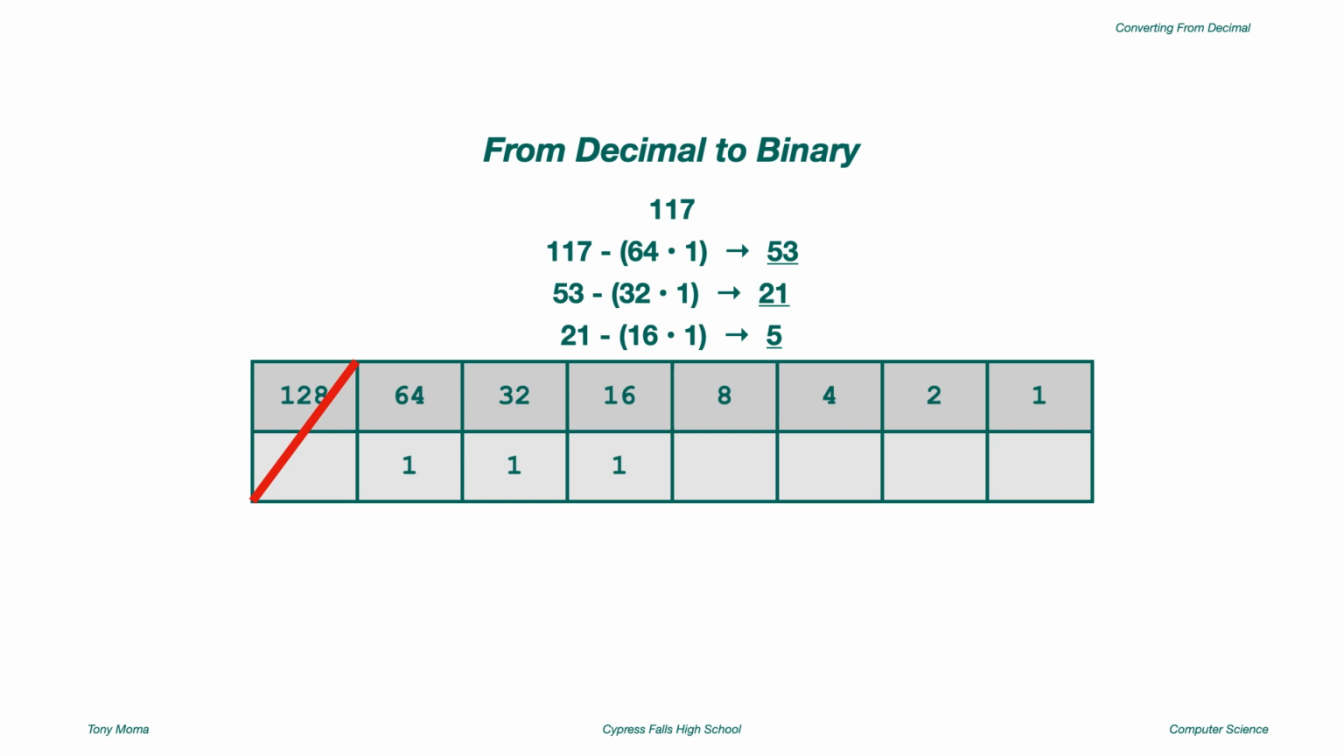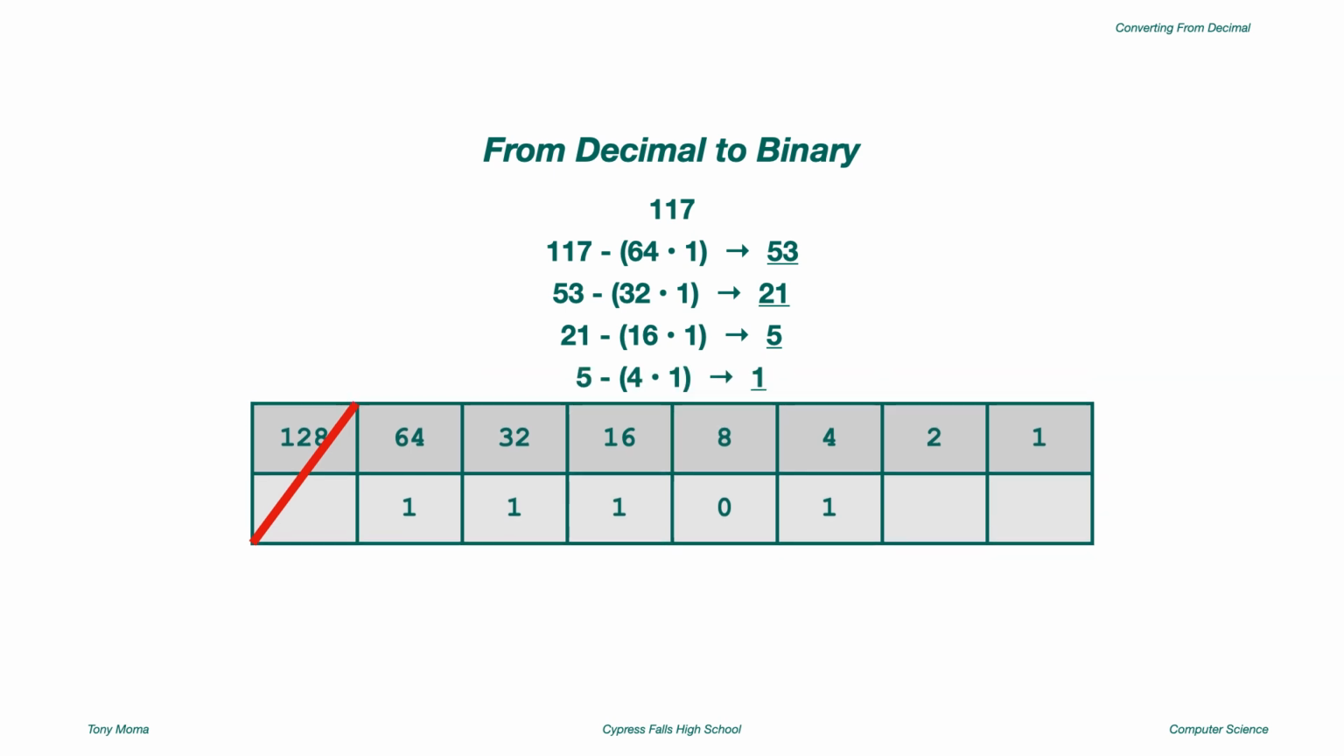How many 8s can fit inside a 5? None, since 8 is bigger than 5, so we put 0. Skip to the next column. How many 4s can fit inside 5? 1 can. Multiply the top row by the bottom row. 4 times 1, subtract it from 5. That leaves us with 1. How many 2s can fit inside 1? None can, since 2 is bigger than 1. Skip to the next column.